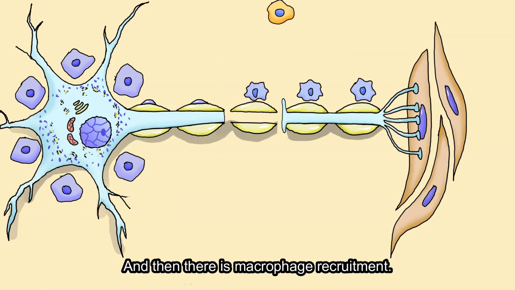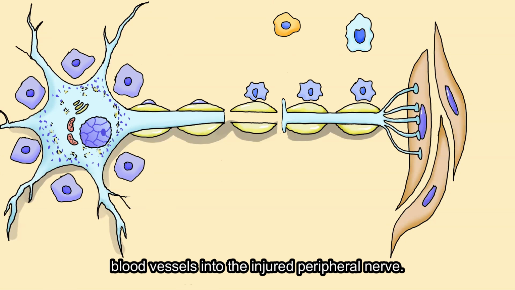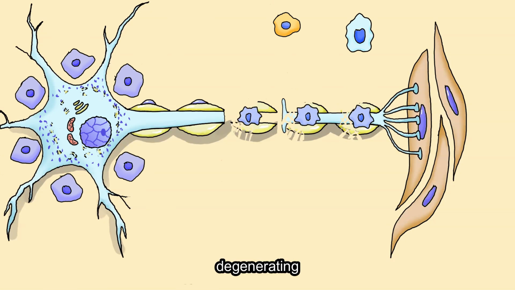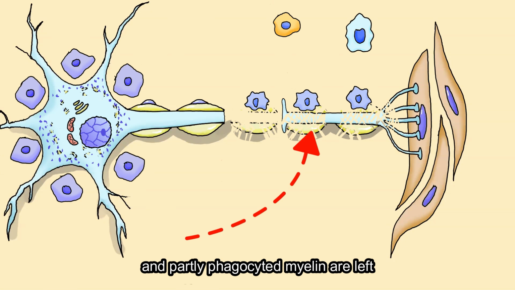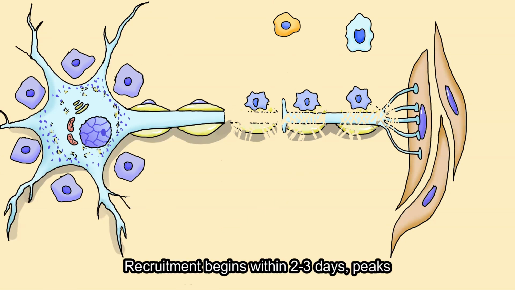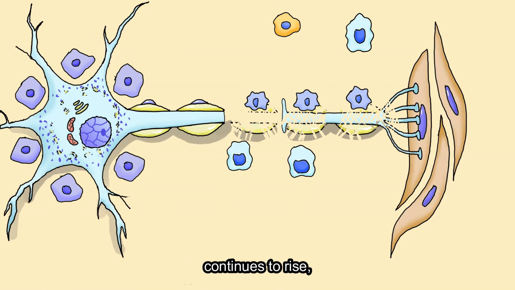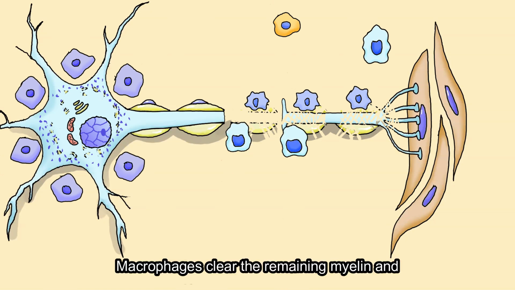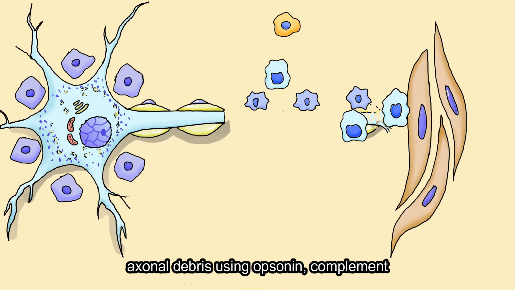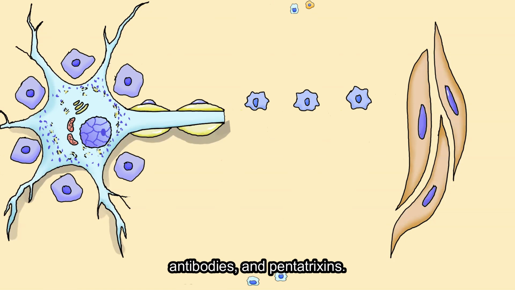And then there is macrophage recruitment. Bone marrow derived monocytes cross intact blood vessels into the injured peripheral nerve. The remnants of degenerating and partly phagocytosed myelin are left behind as ovoid droplets. Recruitment begins within 2 to 3 days, peaks around 7 days, and macrophage influx continues to rise, reaching a maximum by 3 weeks. Macrophages clear the remaining myelin and axonal debris using opsonins, complement proteins, antibodies, and pentraxins.